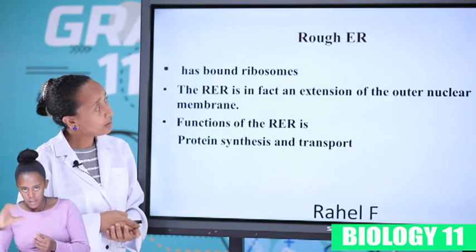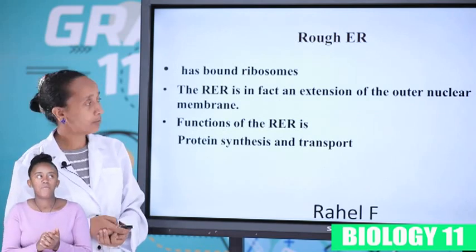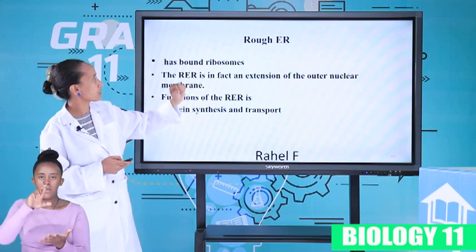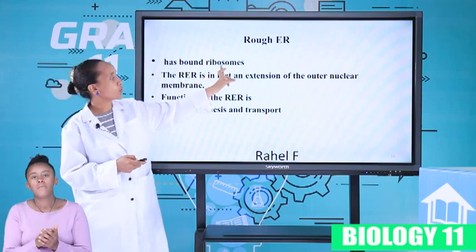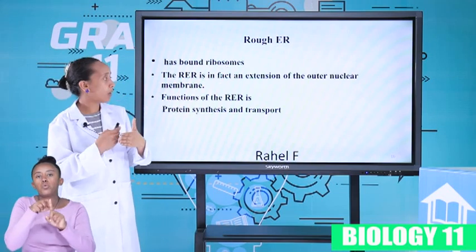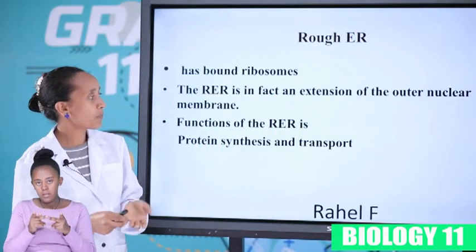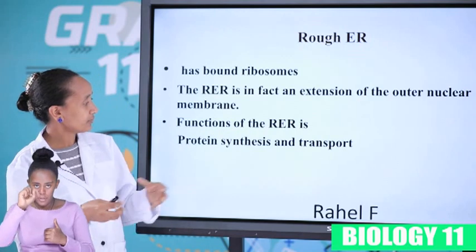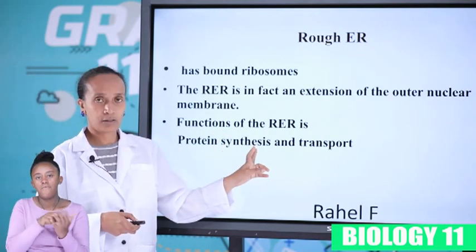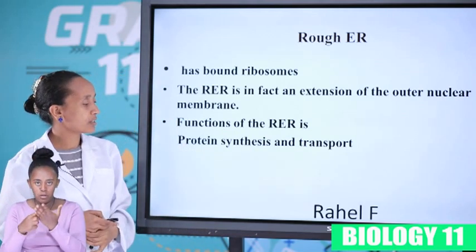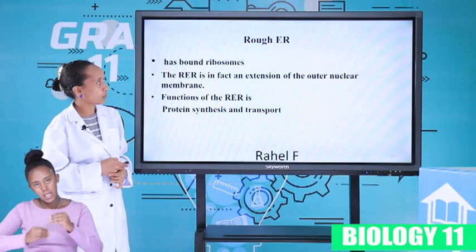And the next one is rough endoplasmic reticulum. The name rough is given for this structure due to the presence of ribosomes. Ribosomes are found on the surface of rough endoplasmic reticulum, and their function is protein synthesis and transport.